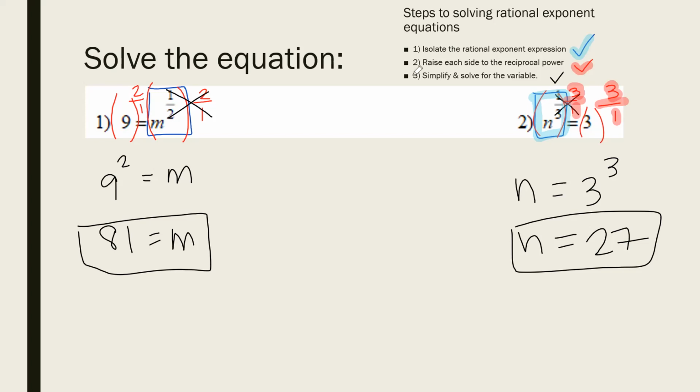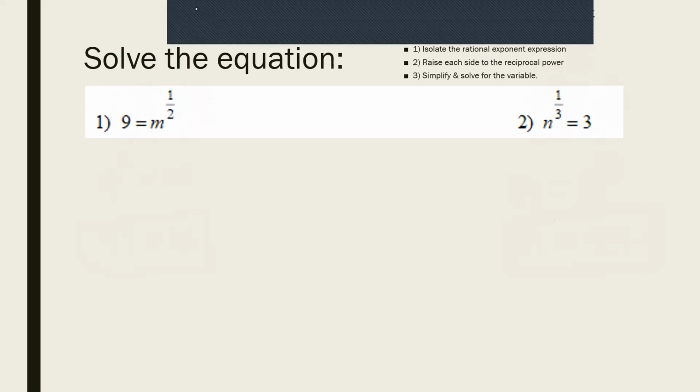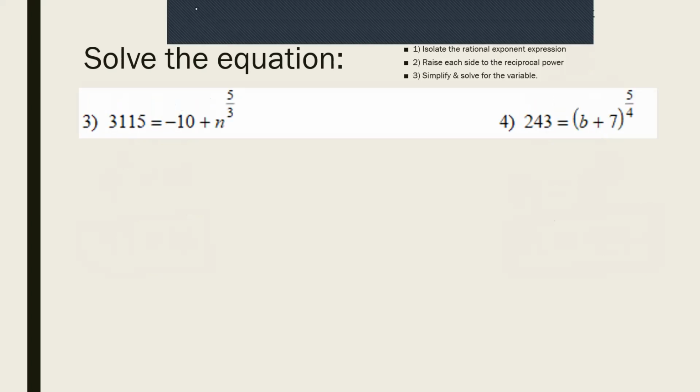Then it's time to simplify. The rational exponents go away on the left, and you're left with just the base of n, and the exponents on the right become 3 to the 3rd. And 3 times 3 times 3 gives us our result of n is equal to 27. Not that bad, right? Let's up the ante a bit. Let's try a slightly more challenging set of problems. Here we have 3,115 is equal to -10 plus n to the 5/3. And problem number 4 is 243 is equal to b plus 7 to the 5/4.